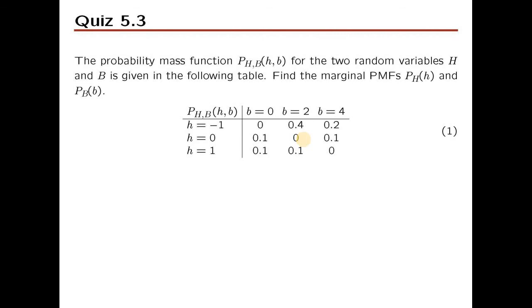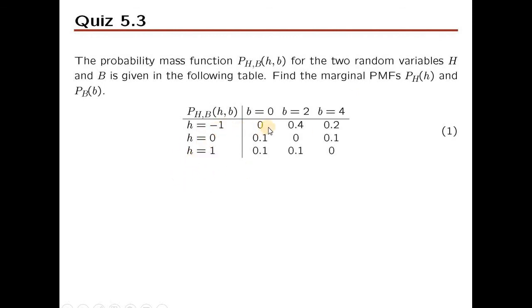Now to understand this, let's do a quiz on marginal PMF. We have a pair of two random variables, h and b. Now we have to find p of h and p of b. I told you that you have to draw a horizontal and a vertical line underneath this table. After that we put p of h, of small h, here. So here you represent the marginal PMF of h. After h you represent the marginal PMF of b.